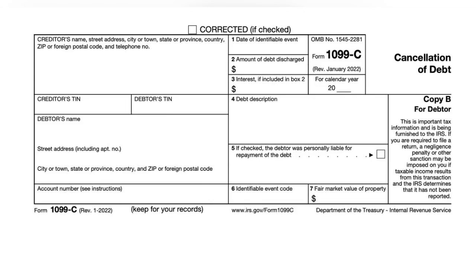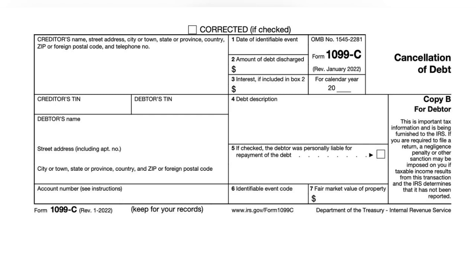Hey everyone, today I'm going to show you how to fill out IRS Form 1099-C, which is also known as the Cancellation of Debt form. This form is used when a lender cancels or forgives a debt that you owe. The reason this matters is because the canceled amount may be treated as income. So it's important to understand what's being reported on this form.